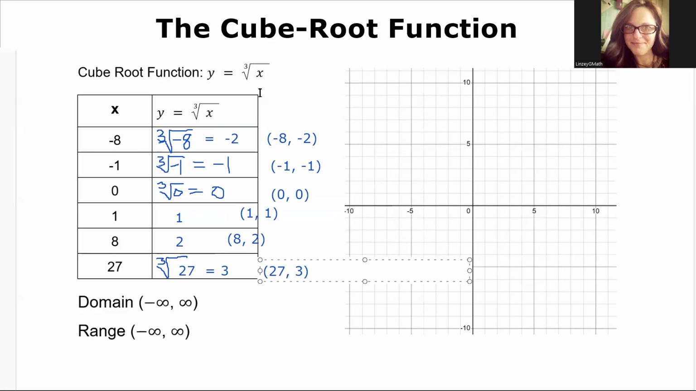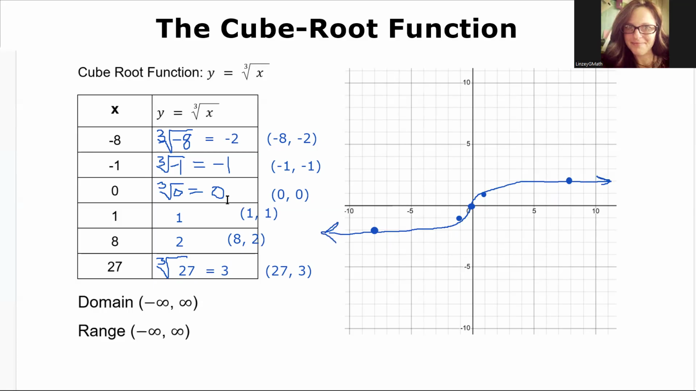All right, let's graph these points. -8, -2, -8 comma -2, -1, -1, 0, 0, +1 up 1, 8 up 2, and 27 comma 3 is not going to fit on my graph. That's okay. We will get the general shape of our graph.